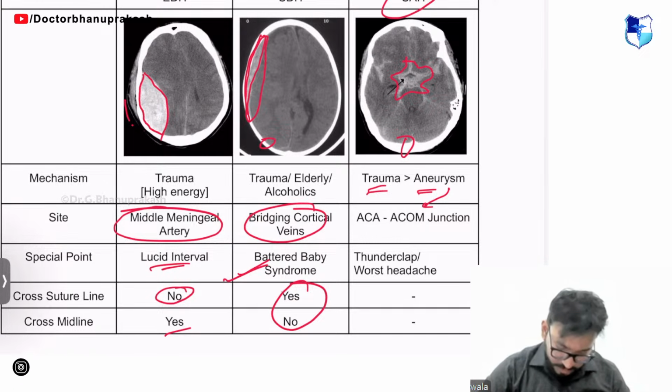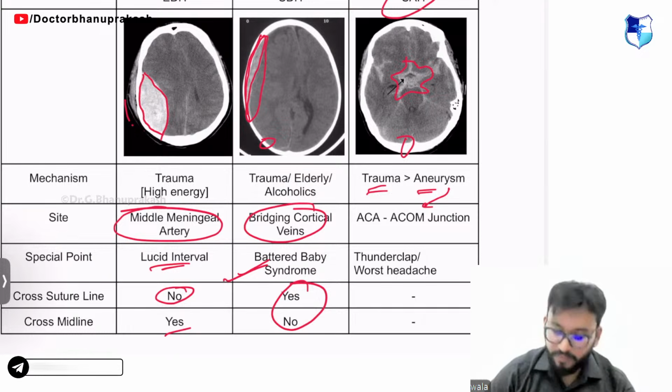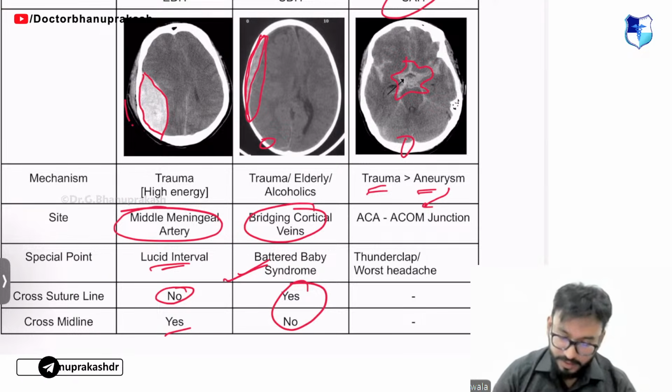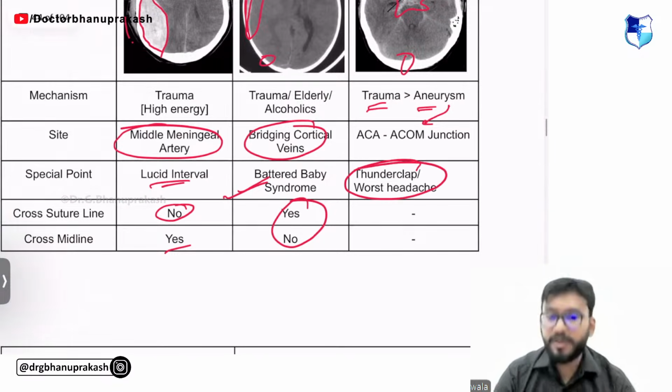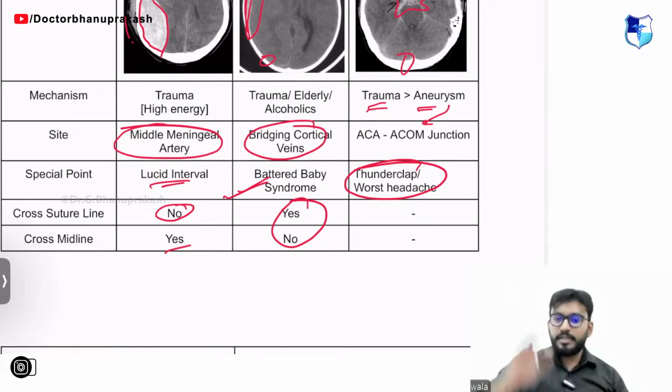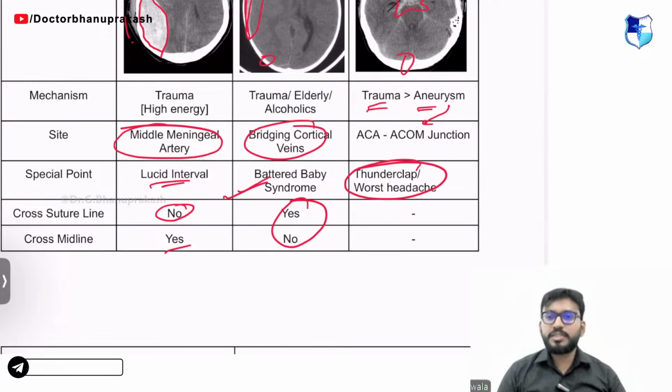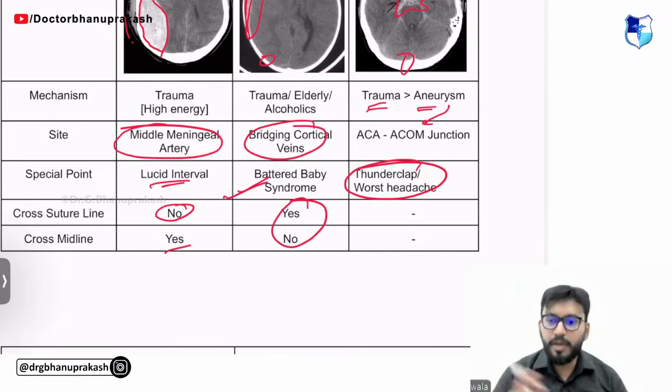Yes, star of death. Yes, you're absolutely right. Thunderclap headache, worst headache of my life. This is what you have to keep in mind. This is a keyword that you're looking for in a question stem. Thunderclap headache, worst headache of my life: your answer has to be subarachnoid hemorrhage, nothing else.